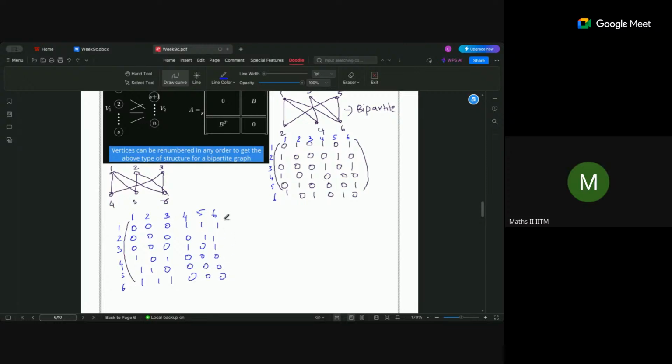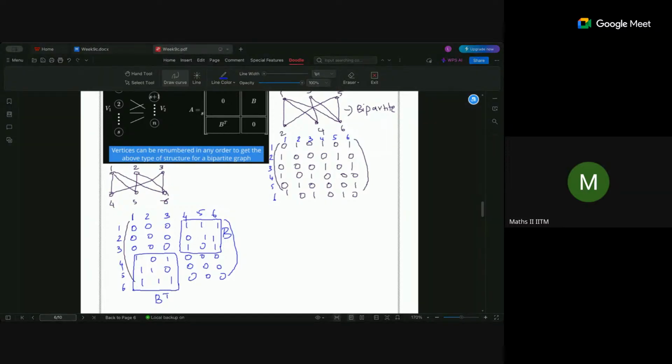So now we got the above structure. This is your matrix B, and this is your B transpose. Can you see that? Yeah. So the adjacency matrix of a bipartite graph can have this structure, provided you have given the correct numbers to the vertices. Is that clear? Okay.